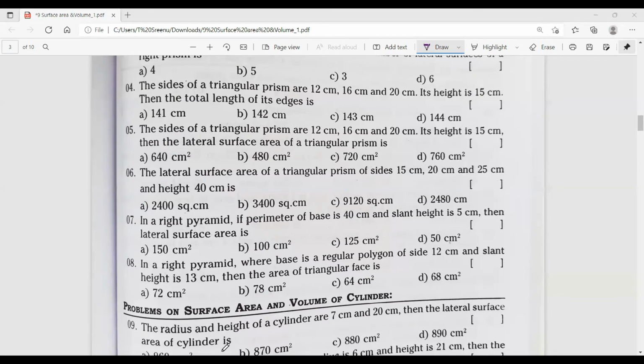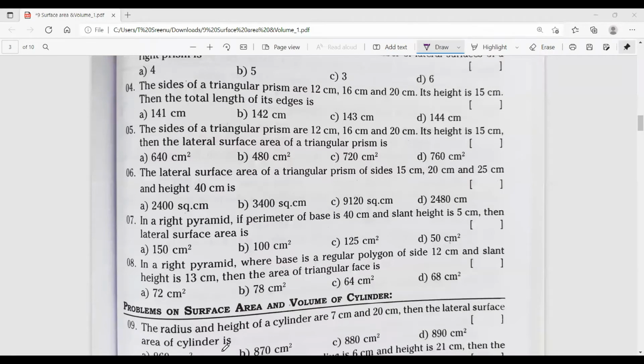Number of surfaces of a prism, first formula: number of sides plus 2. Number of edges of a prism: number of sides into 3. Sum of lengths of edges is the number of sides into height plus twice the perimeter of the base. Volume of the prism: area of the base into height. Lateral surface area: 1 by 2 perimeter of the base into slant height. Volume of the pyramid: 1 by 3 area of the base into height.